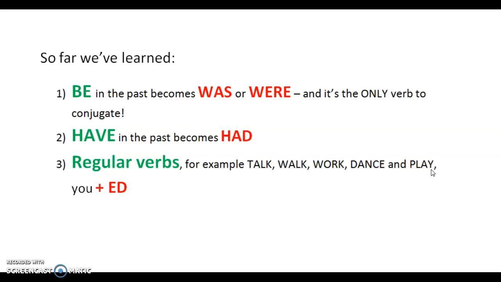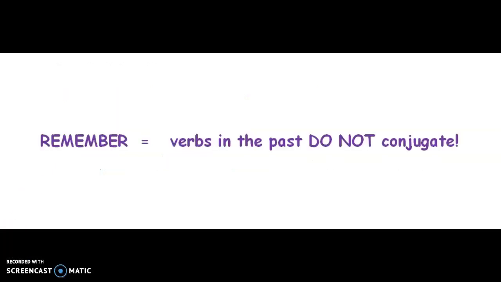I started learning English in primary school. Boys and girls, please remember, the verbs in the past do not conjugate. So you don't need to worry about the third person singular. You need to worry about the third person singular when we speak in the present. Okay? Big, big, big thing to remember.